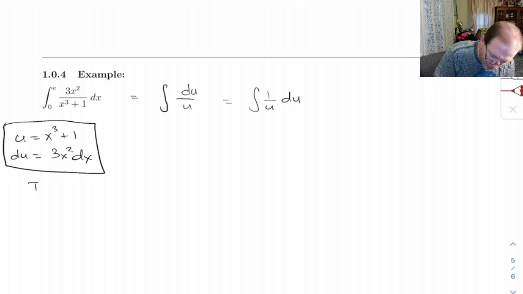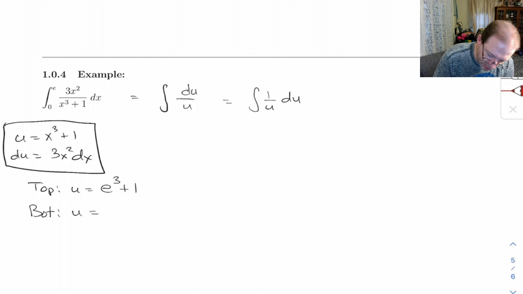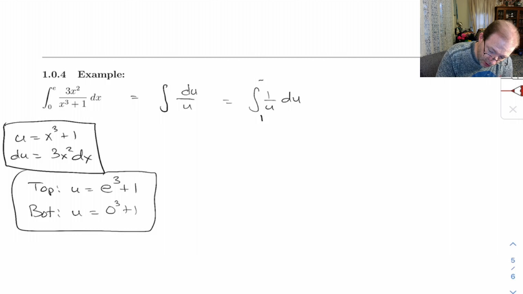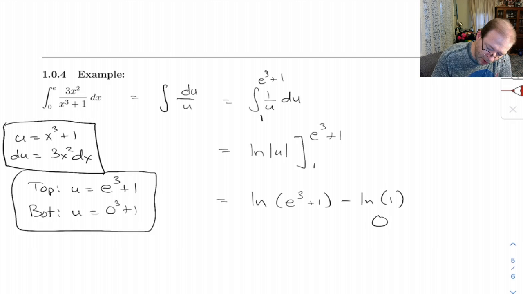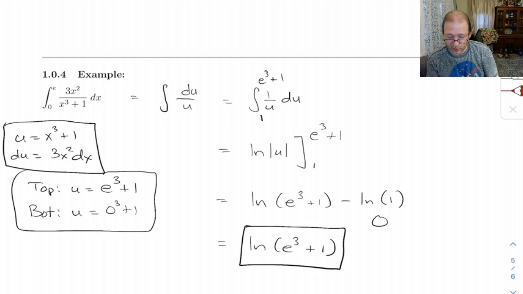What about my endpoints? Well, for the top, I'm plugging in the e. So u is going to be e cubed plus 1. And on the bottom, I'm going to get u is 0 cubed plus 1, so 1 to e cubed plus 1. Now when I integrate 1 over u, that becomes ln of the absolute value of u from 1 to e cubed plus 1. So I get natural log of e cubed plus 1 minus natural log of 1. Now natural log of 1 is 0, so this is just going to be natural log of e cubed plus 1. And unfortunately, I can't really do anything for that because you can't break a natural log up when it's two things added together. So we'll just have to leave our answer there.